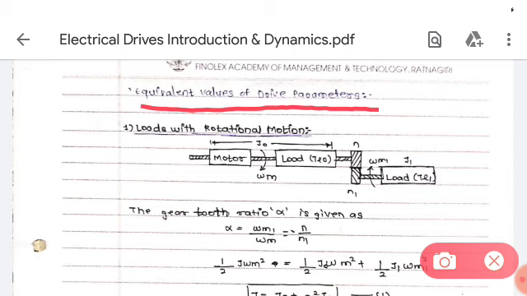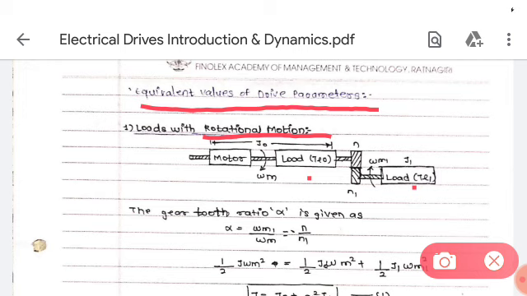So this was the simplest equation by which we can represent motor and load systems, but there could be multiple loads connected to the motor. As seen in this figure diagram, first we'll consider loads with only rotational motion. So there are two loads here, load 0, load 1.